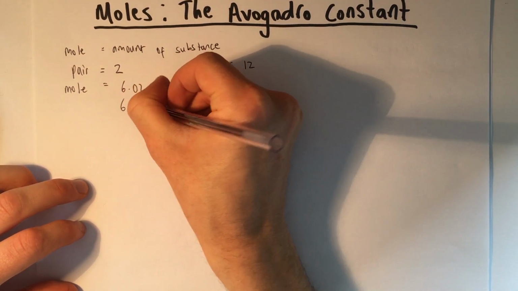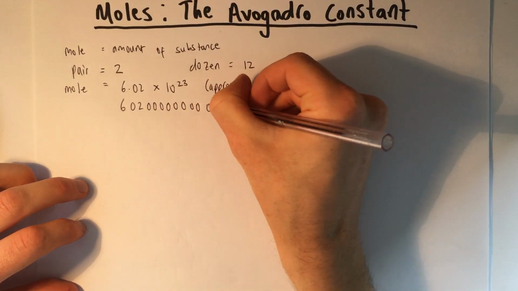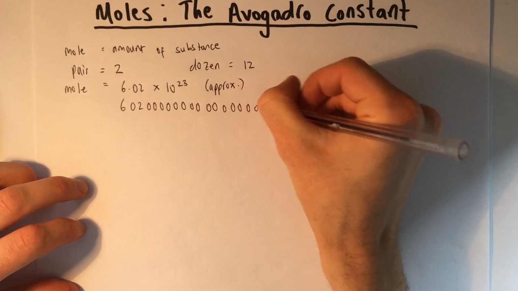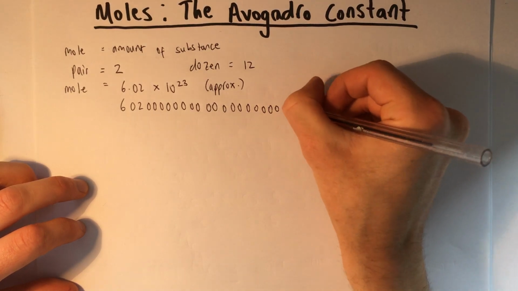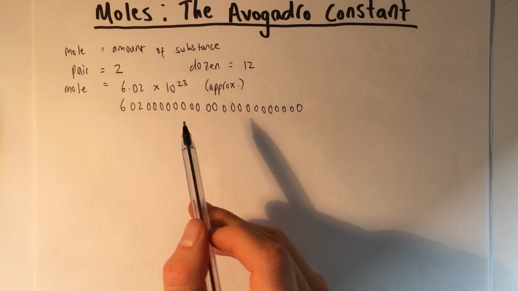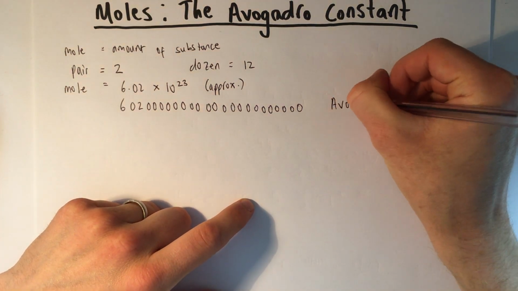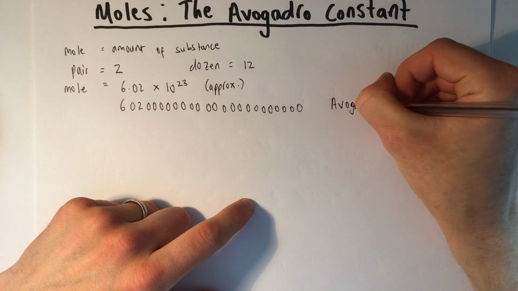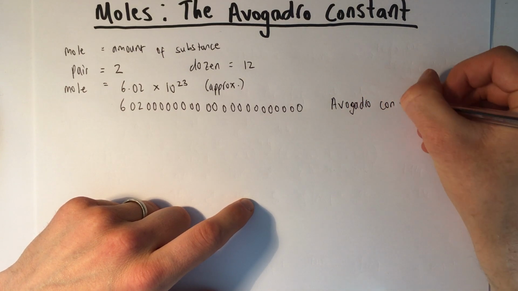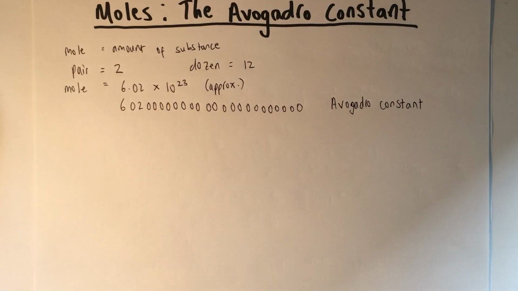1, 2, 3, 4, 5, 6, 7, 8, 9, 10, 11, 12, 13, 14, 15, 16, 17, 18, 19, 20, 21, 22, 23. That hopefully shows how incredibly big this number is. This number is called the Avogadro constant. Avogadro. Or the Avogadro number. And Avogadro is a scientist who developed this.